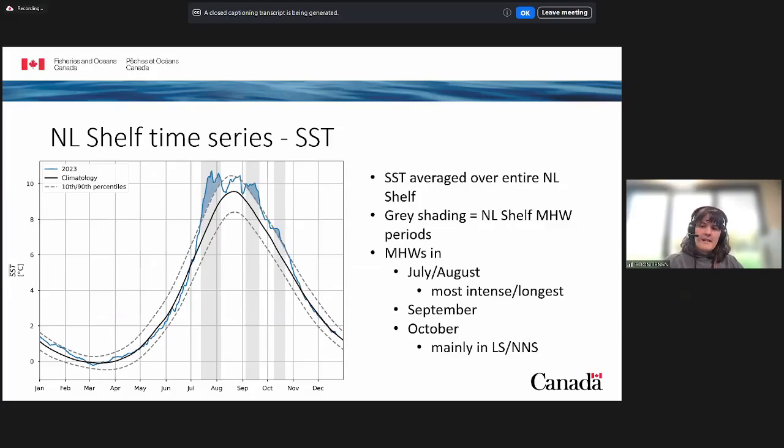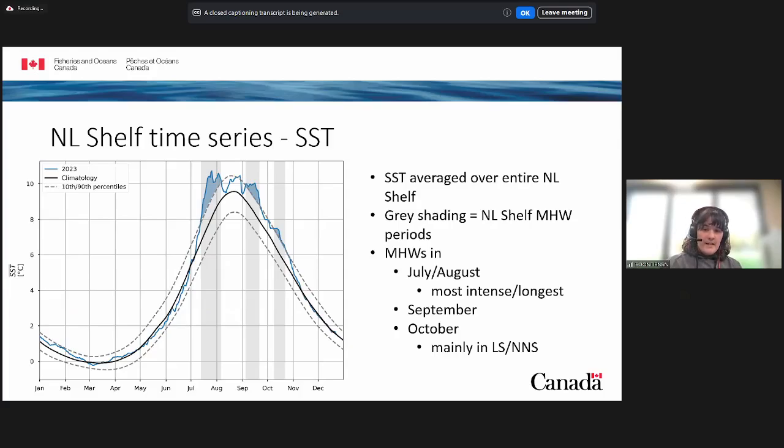So next, I'd like to explore some of the factors that contributed to the surface marine heat waves in 2023. To do so, I'm plotting in blue the 2023 time series of the average sea surface temperature over the Newfoundland and Labrador Shelf region as compared to the climatological mean in black, and the 10th and 90th percentiles in the gray dashed. The marine heat wave periods are shaded in gray. When averaging over this large area, 3 periods are highlighted: July and August, which was the longest and most intense, September, and then October. As noted previously, that October marine heat wave was in fact mainly observed in the Lab Shelf and the northeastern Newfoundland shelves.